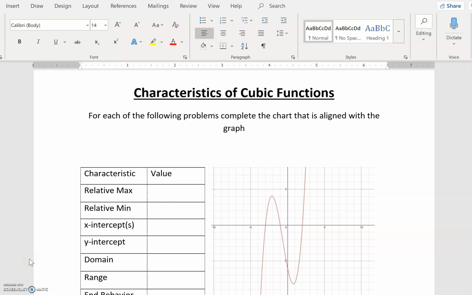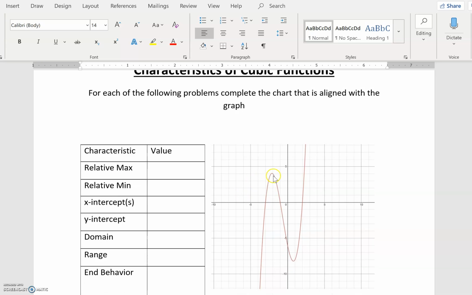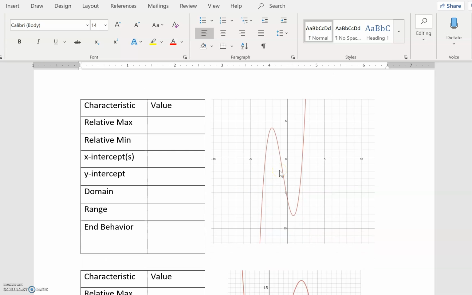Algebros. Now we are going to be talking about the characteristics of cubic functions. So cubic functions are a little crazy. They have two curves in them instead of just the one like quadratics do.